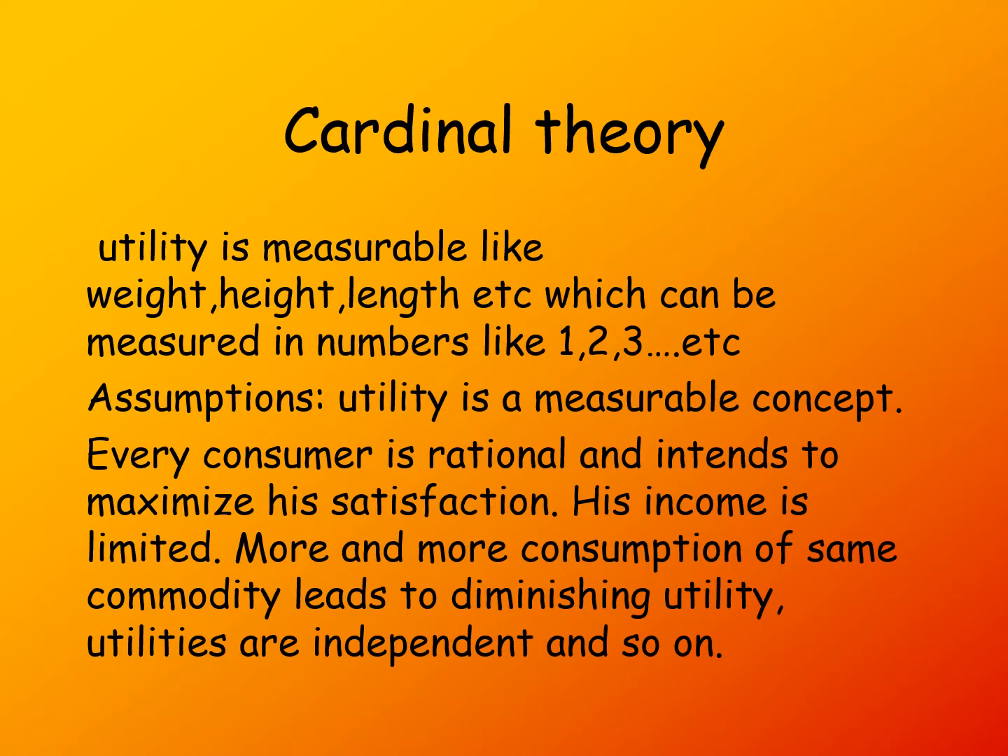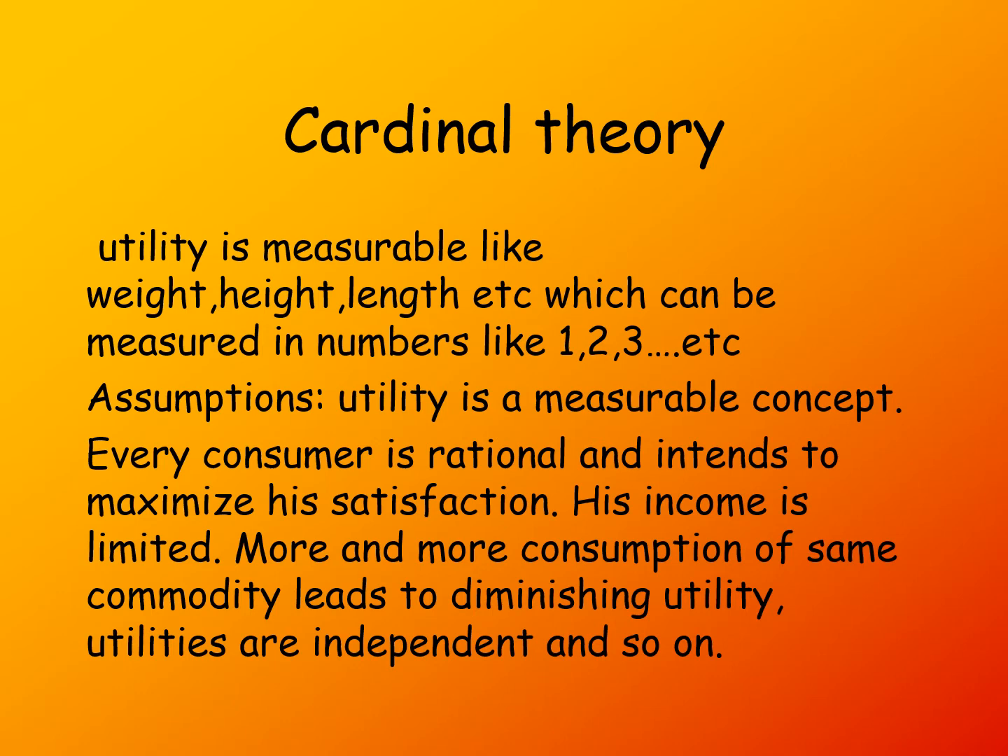Now let us discuss the cardinal theory or cardinal analysis in detail. Actually, this was put forward by a classical economist, Gossen of Germany, and this was later on developed by Alfred Marshall. This theory is also known as neoclassical theory or Marshallian utility theory. This theory states that utility is a measurable thing, just like weight, height, length, temperature, etc. And it is measured in numbers 1, 2, 3. That is why it is called cardinal.